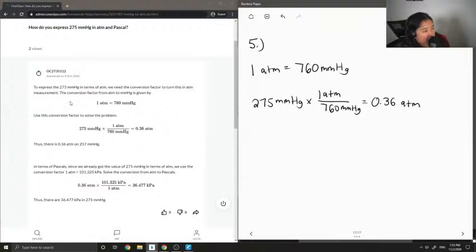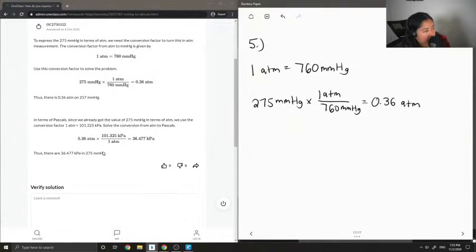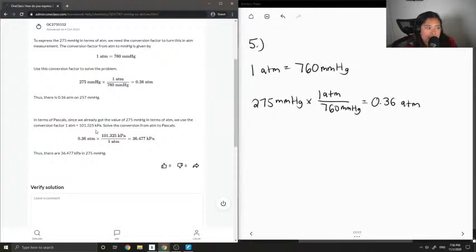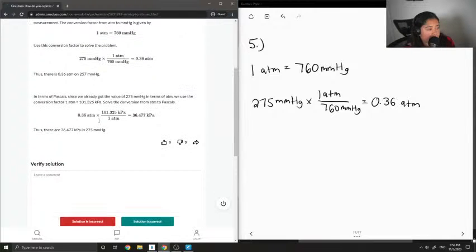So this is what our junior tutor did as well. Now the pascals. Since we already got the value of 275 millimeters of mercury in terms of ATM, we use the conversion factor 1 ATM is equal to 101.325 kilopascals. Okay, so this solution is correct.